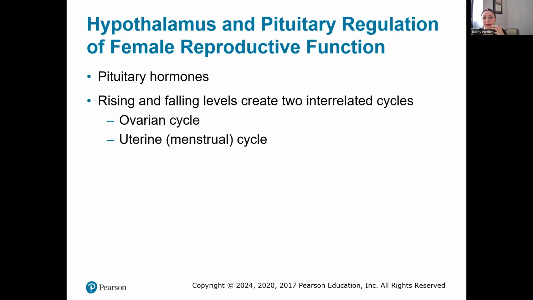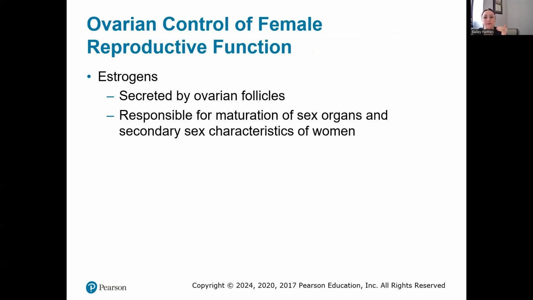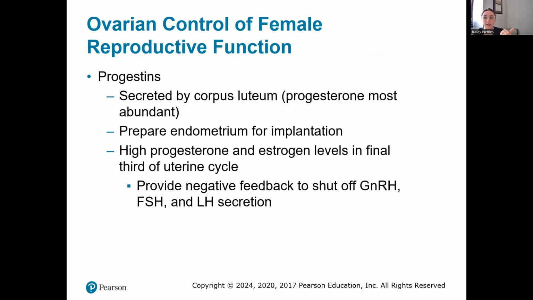Okay, so estrogen is secreted by the ovarian follicles. It's responsible for the maturation of sex organs and secondary sex characteristics in women. Progesterone is secreted by the corpus luteum. Usually progesterone is the most common of the progestins. It prepares the endometrium for implantation. The endometrium is the inside of the uterus, the lining within the uterus, so it prepares it and thickens it so that implantation can occur and it's not going to fall off.